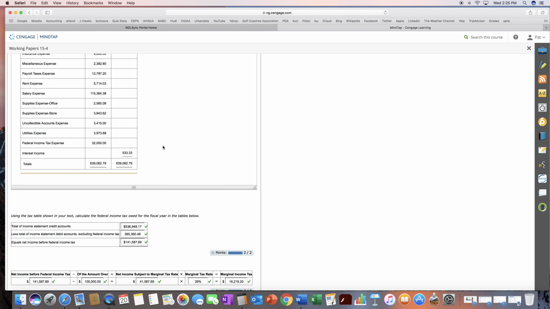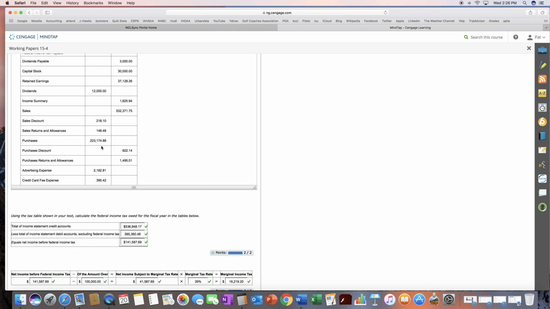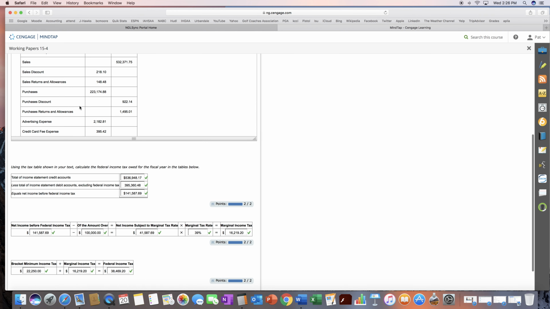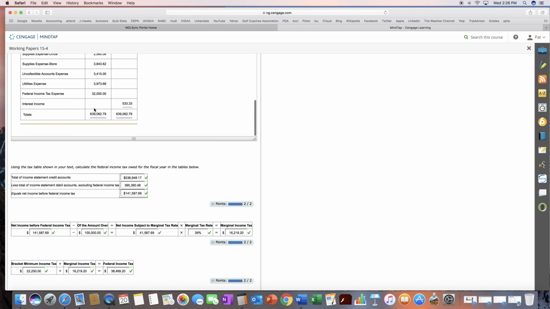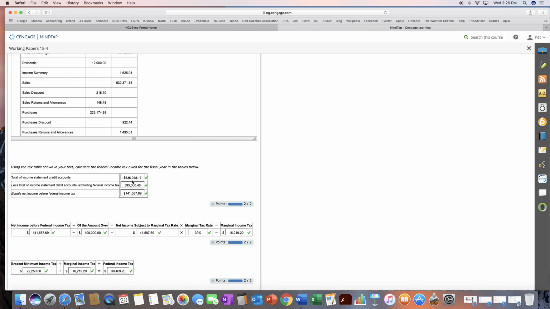Get the number. Then you add all the debit amounts, but we are keeping out federal income tax expense, excluding federal income tax expense. So you're not adding that 32. You're going from utilities expense all the way to sales discount. You get the number, subtract those two, and you get what our net income is, $141,587.69. We put that net income before our federal income tax, and then we need to use our chart.